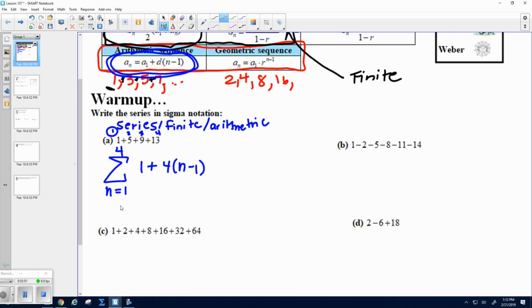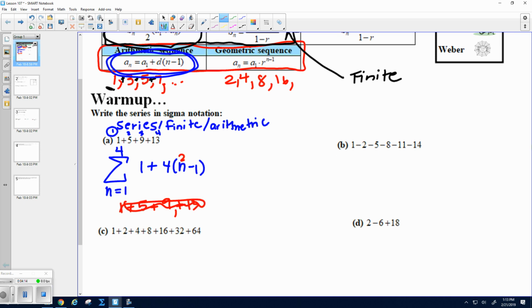If I plug in the next number, because I'd have to do every number between 1 and 4. If I plug in 2, what's 2 minus 1, times 4, plus 1? Awesome. What's going to happen when I plug in 3? I'm going to get 9. And when I plug in 4, I better get 13. And it means we add those up. Okay? That's all it means.